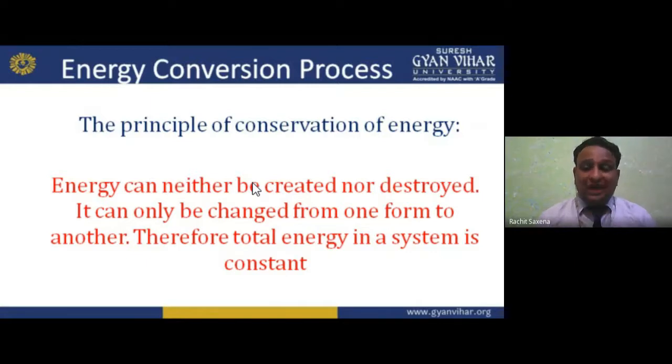Therefore, total energy in a system is constant. That is the basic principle of conservation of energy. I hope you understand what I want to say. In which form can we conserve the energy? Neither be created nor be destroyed; it can only be changed from one form to another. Therefore, total energy in a system is what? Constant. So I hope you understand.